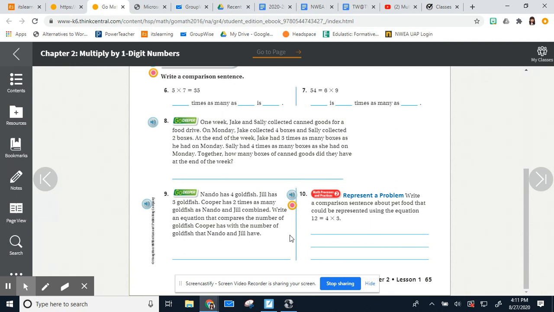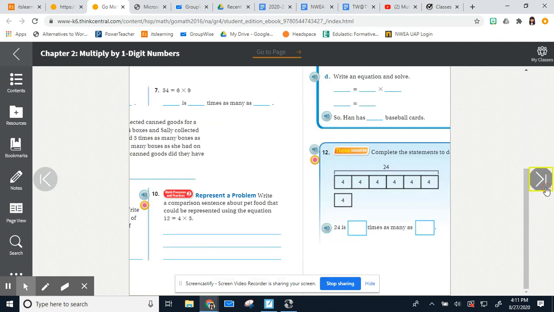So you kind of saw how I broke this problem down, and I underlined things, I circled things, I looked for clue words like the word combined. That's what you have to do. And eventually, I want you to be able to do that on your own.